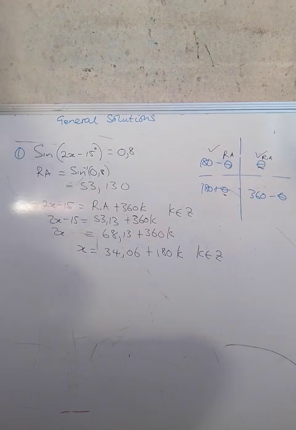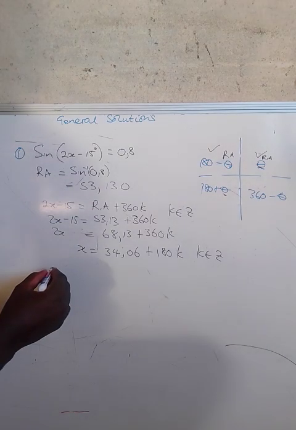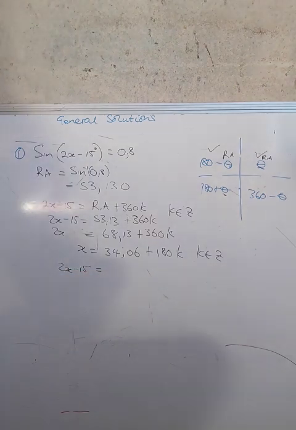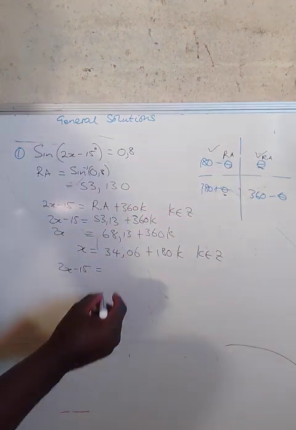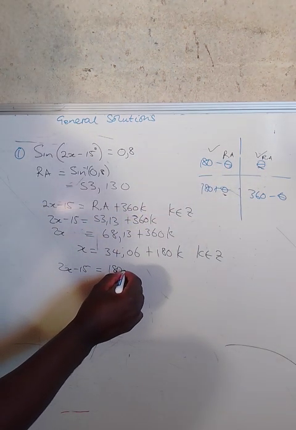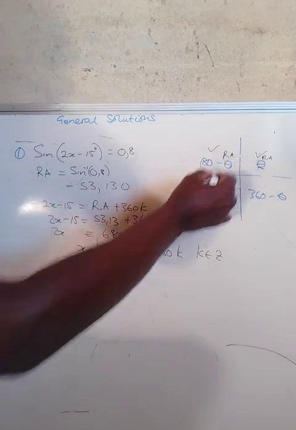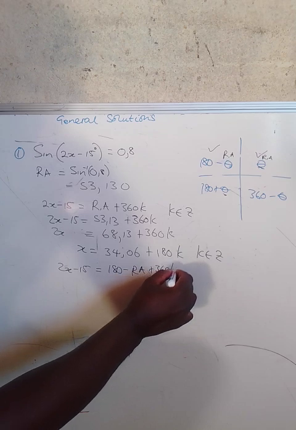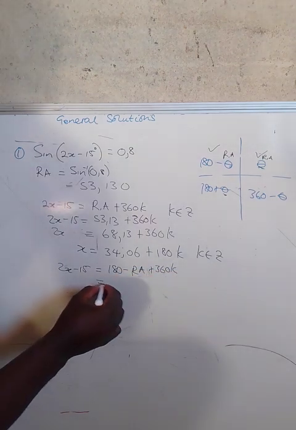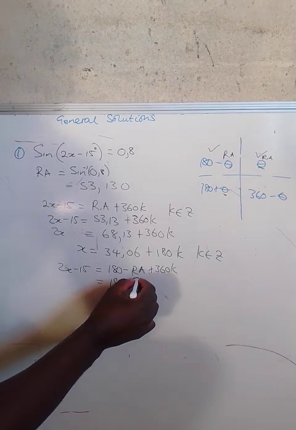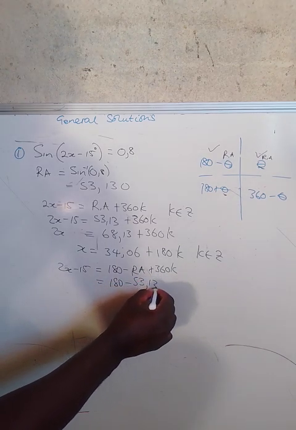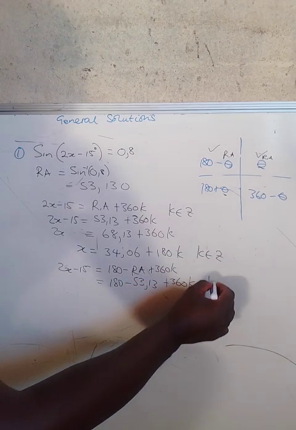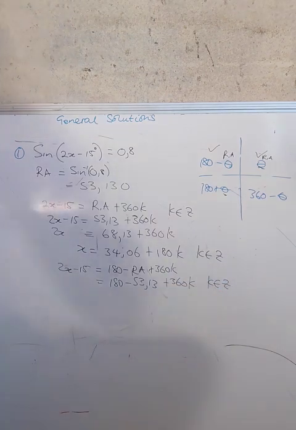Then we have the second quadrant. In the second quadrant, we have 2x minus 15 is equal to 180 minus theta. So we are going to say 180 minus the reference angle plus 360k. So we are going to say 180 minus 53.130 plus 360k, where k is an element of Z.